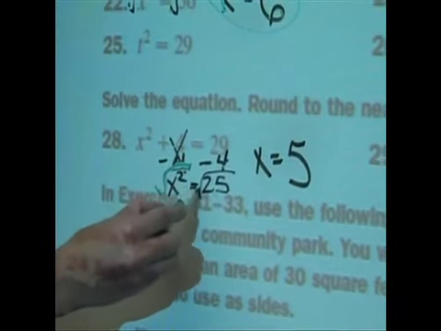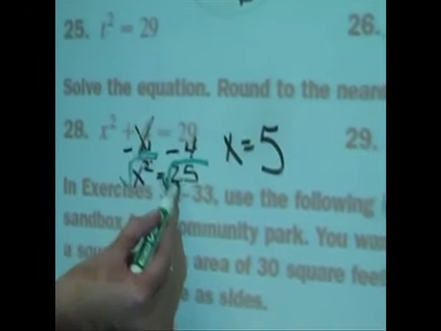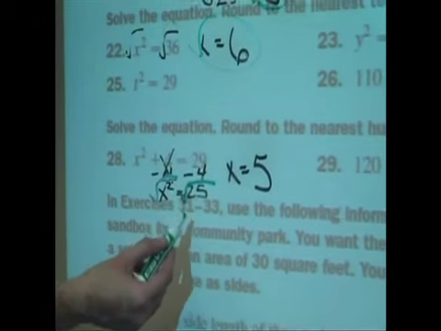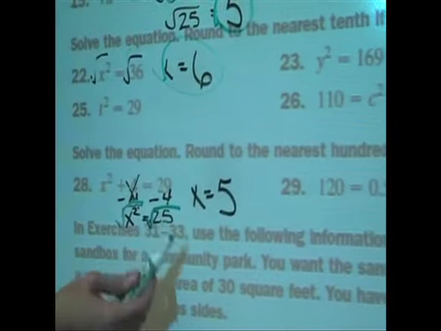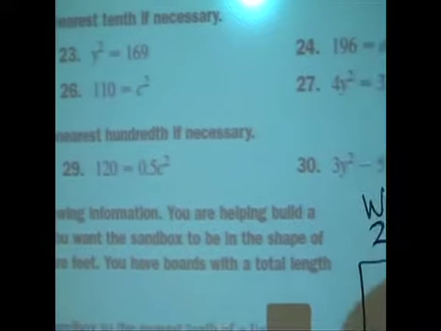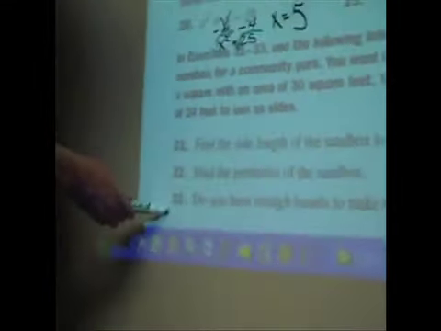Now we see a square. Make sure you hit the square root button. You put 25 in your calculator and hit the square root button. And what is the square root of 25? 5, because 5 times 5 is 25. You will solve 29 and 30 in the same fashion. Now for this, 31, 32, and 33.